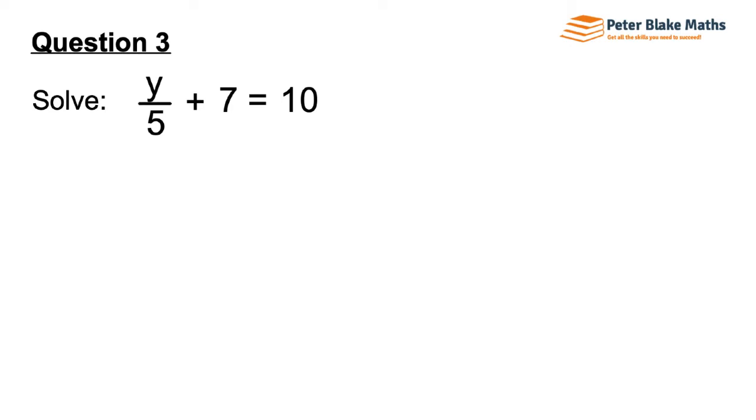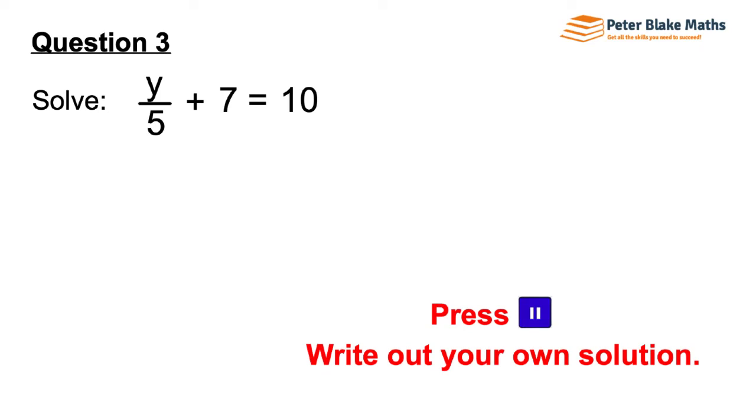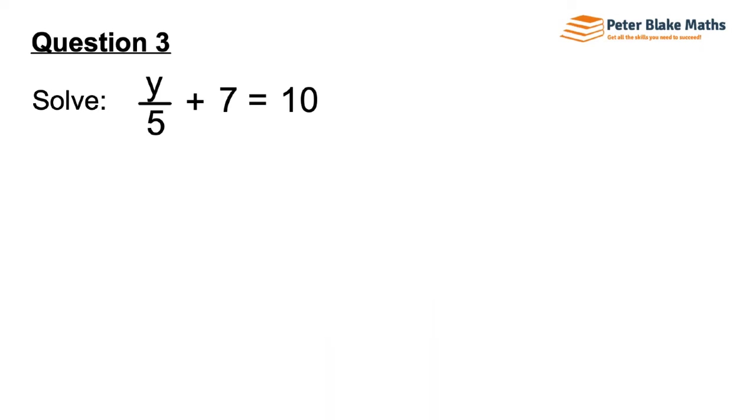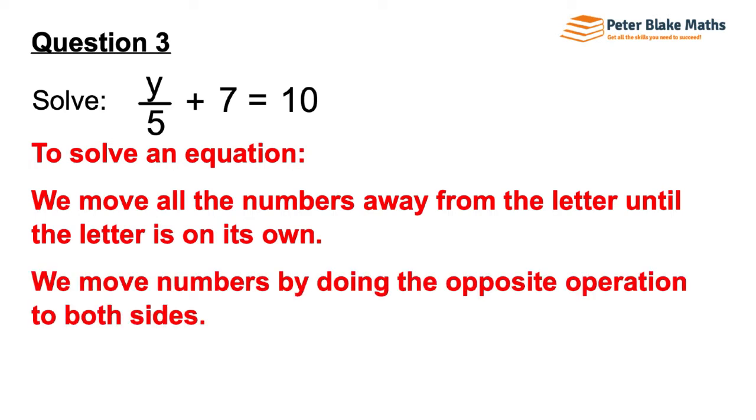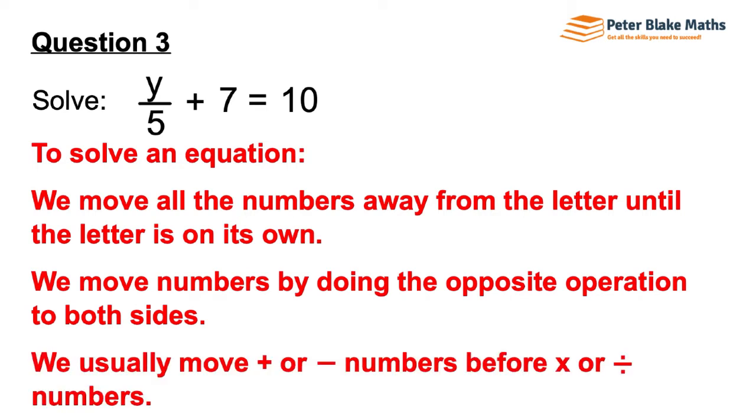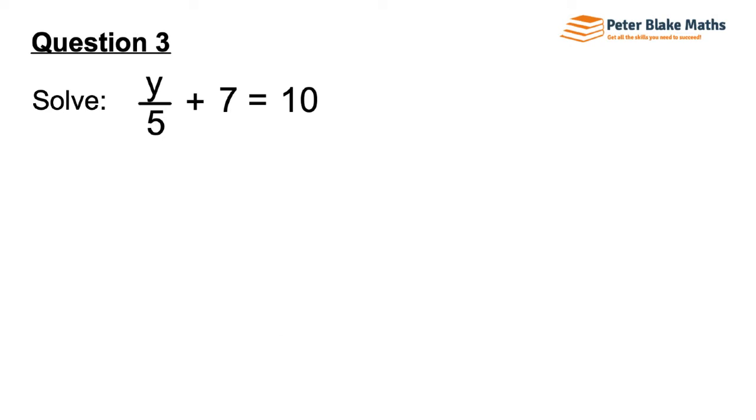Question 3. Solve y over 5 plus 7 equals 10. To solve an equation, we move all the numbers away from the letter until the letter is on its own. We move numbers by doing the opposite operation to both sides, and we usually move plus or minus numbers before any multiply or divide numbers. In this case, we're going to move the plus 7 first. So to move a plus 7, we do the opposite to both sides, so we'll minus 7 both sides.